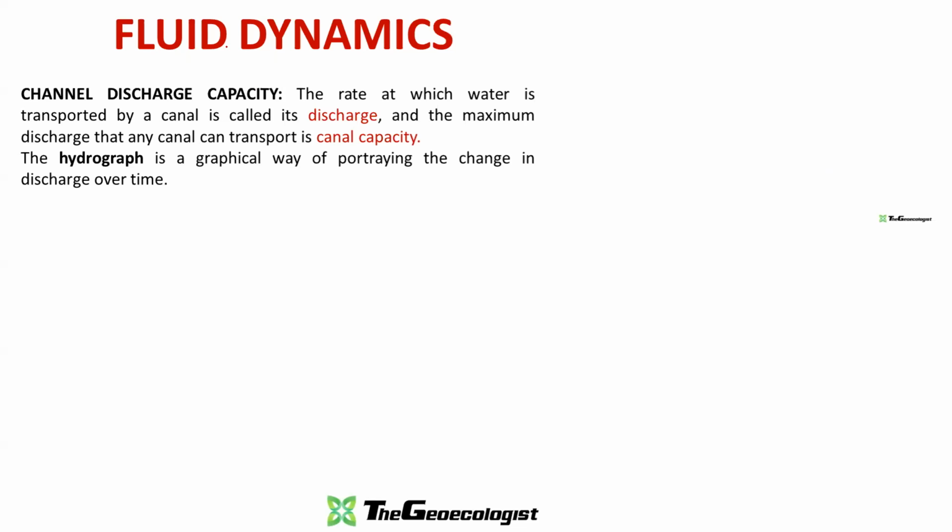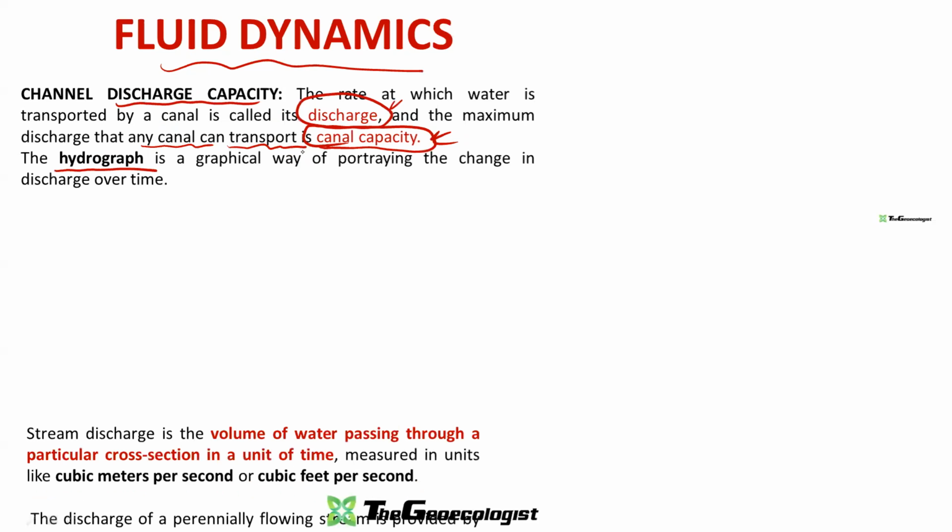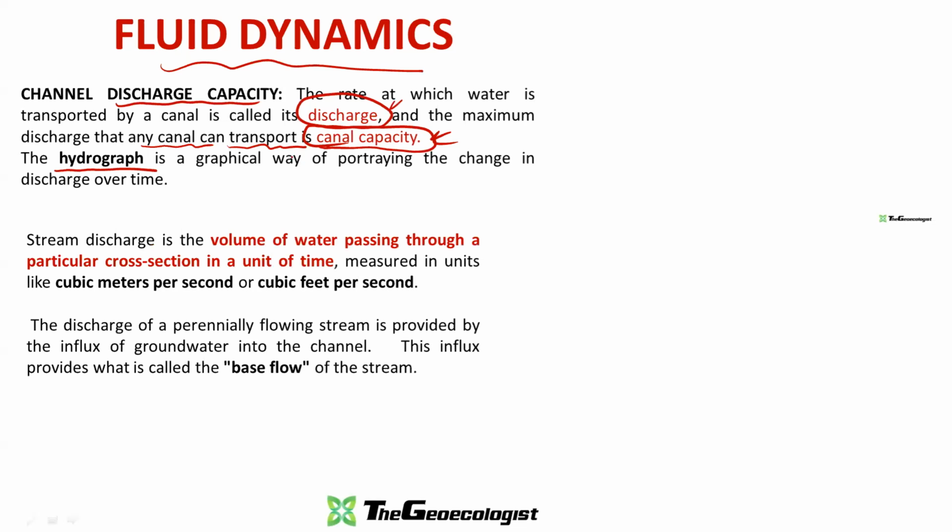Now let's observe some things from fluid dynamics. And what do you see? Channel discharge capacity. How much is the transportation capacity, or how much is the discharge, and the maximum discharge that any channel can support for transport is called channel capacity. So if you have created a canal and you want to measure, you can measure a discharge. There is something called a hydrograph which is used for this, right? So observe here, stream discharge or channel discharge is the volume of water passing through a particular cross section.